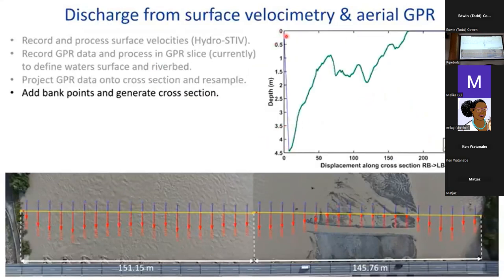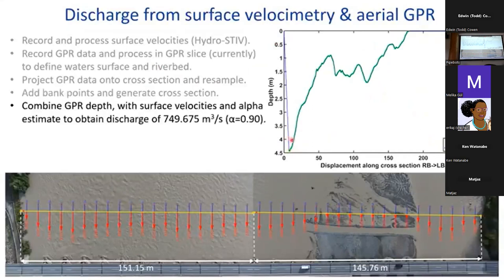We then add bank points with zero depth, which will simplify the exported data, and generate the cross section. Then we combine the GPR data with surface velocities and alpha to obtain discharge. And so, for the example here with an alpha of 0.9, this was quite deep, we obtained a discharge of approximately 750 cubic meters per second.